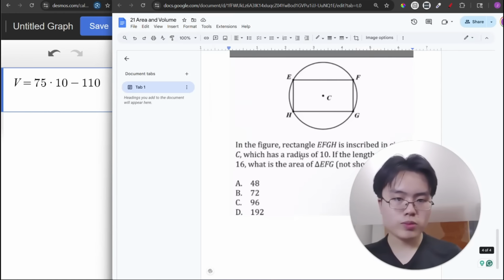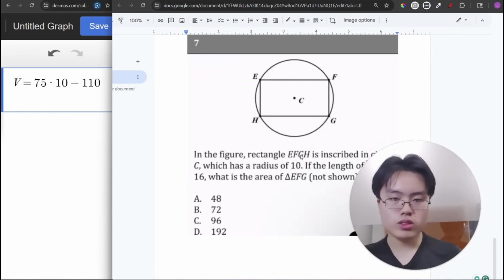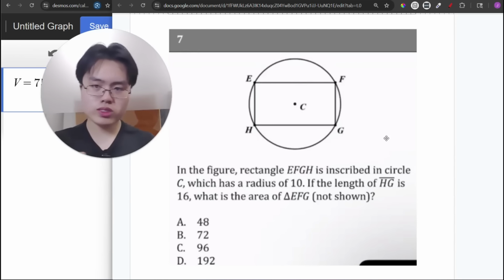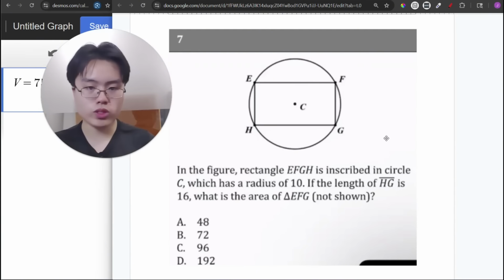Okay, let's talk about more patterns. The next pattern is inscribed shapes. I want you to pause the video and see if you would be able to figure out how to solve this question, or at least have an idea of how you could. Hopefully you read the question and tried your best to figure out how to solve this, because it's going to make this way more memorable.